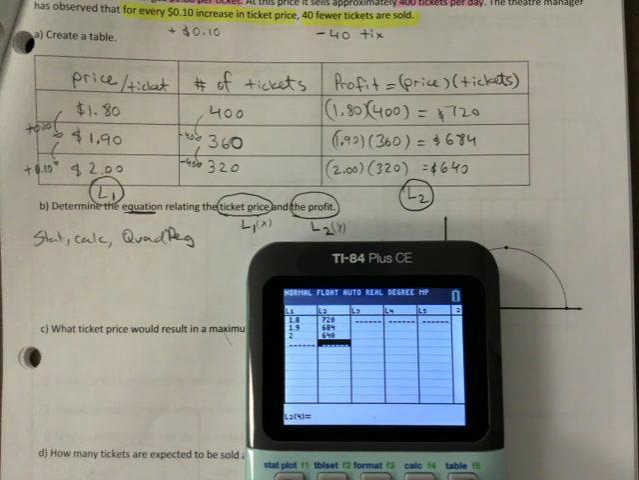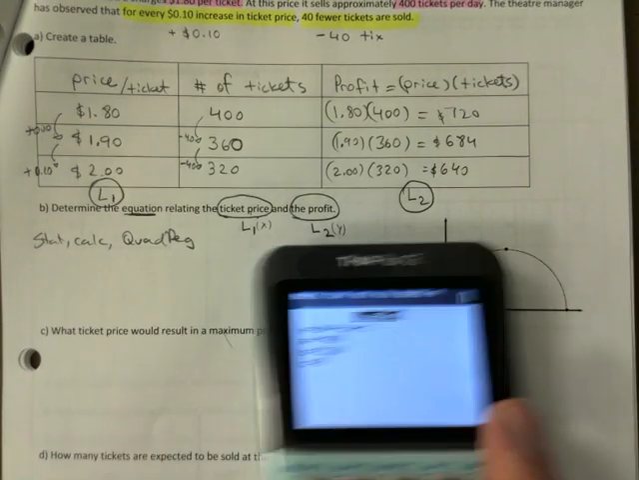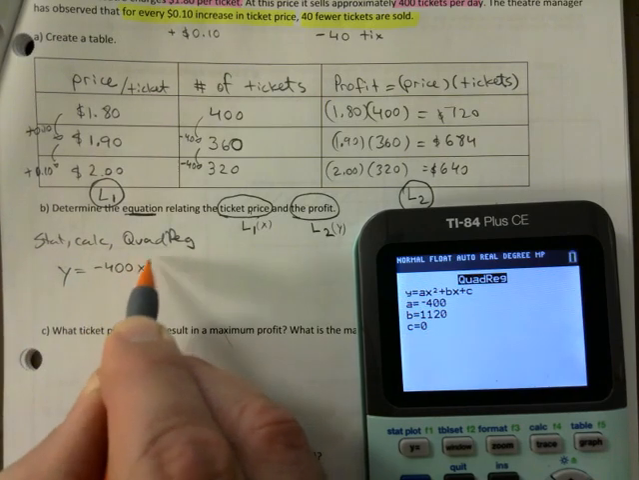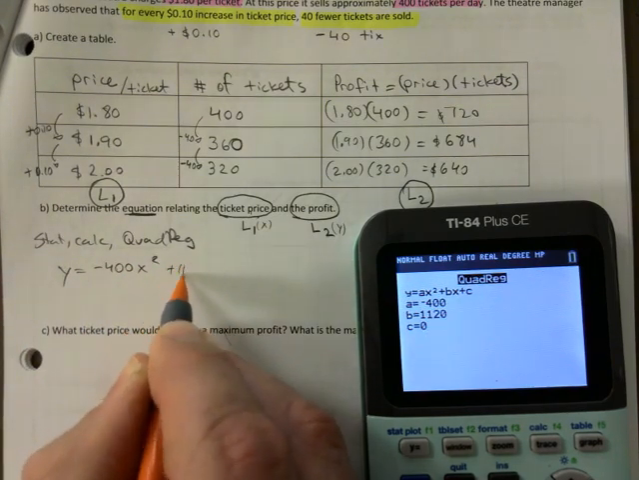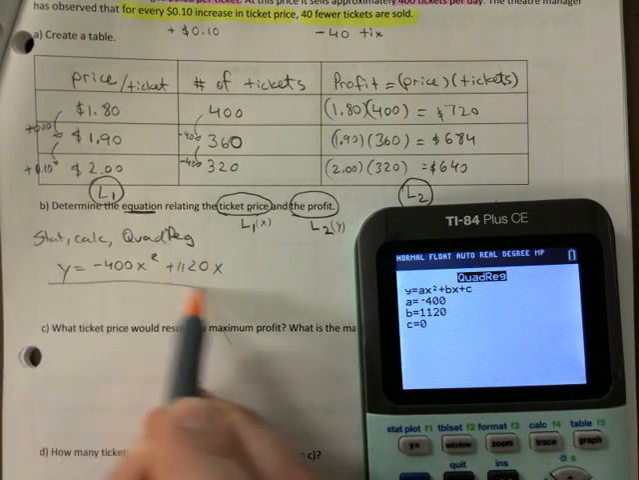Remember, plot 1 should be turned on if you want to use Zoom 9. I'm going to try it. I'm first going to perform the regression. How's that? There it is. Quadratic regression. Boom. So I'm going to write that down. Negative 400x squared plus 1120x, and c is 0, as you can tell.